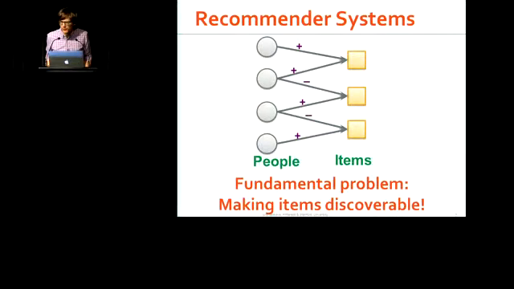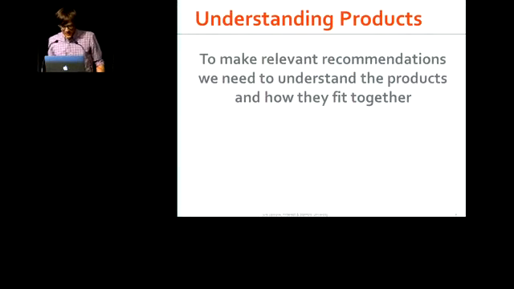Okay, so if you think about recommender systems, then really the fundamental problem that they are trying to solve is to make items discoverable to your users, right? In particular, you want to make items discoverable, especially these rare items that you have many of in the tail. You really want to push users towards those. So really, in order to make relevant recommendations, you need to understand how these items, products, things that you are trying to recommend, fit together.